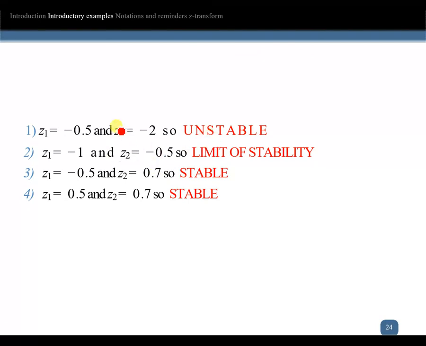Okay, this is what we saw. One of them is out of the circle, minus 2, so it becomes unstable. Here both will become stable, and the rest become stable because they are inside of the circle.